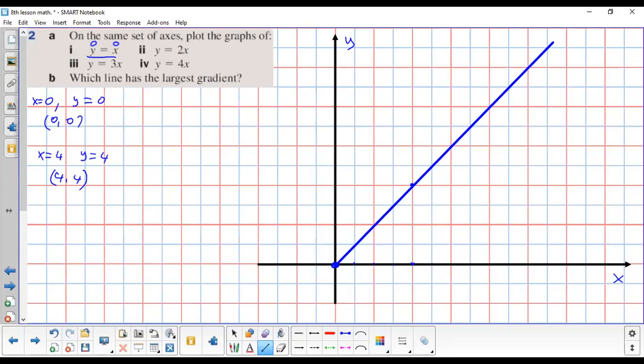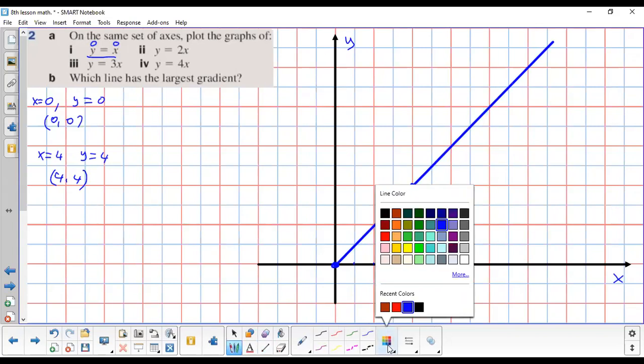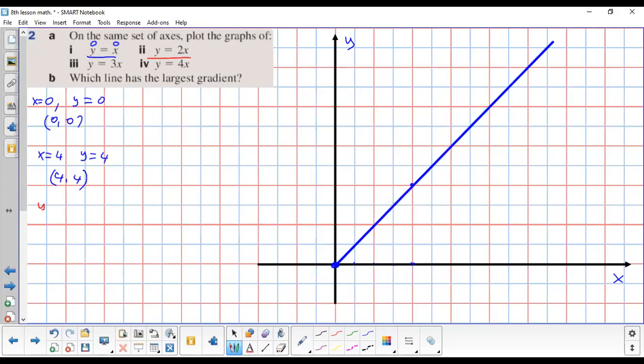This will be the line, the blue one. Now I'm changing the color to red, and doing y equals 2x. If I take x equal to 0, then y is equal to 0. So again, we have this point here, (0, 0). They all start from (0, 0), if you see, because if you take x as 0, you will obtain all the points from (0, 0).